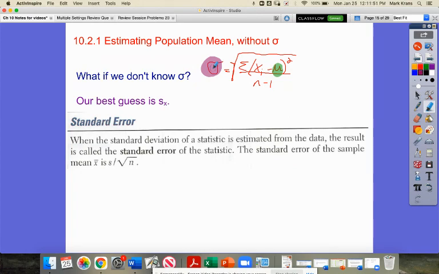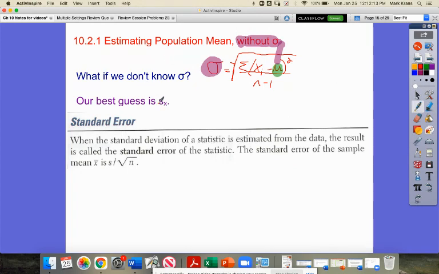And so, in all the free response questions that have ever been given, there's only one time that they gave you sigma. Okay? There's been dozens of times that they've not given you sigma. And so, most of the time, we will be without sigma when estimating a population mean.